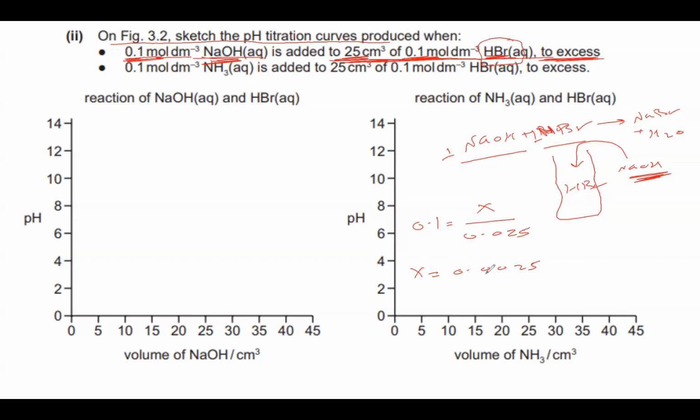This is the number of moles of HBr inside the beaker. And we know that NaOH and HBr react 1-to-1. So 1 mole of NaOH reacts with 1 mole of HBr.